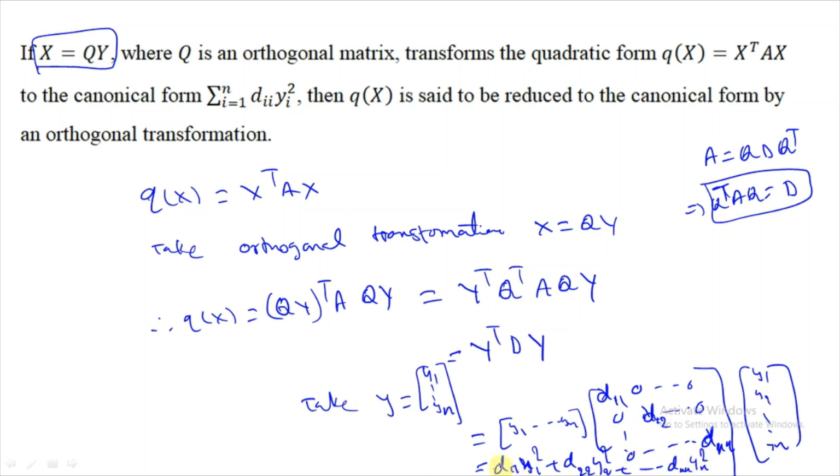This form is called canonical form. We are reducing quadratic form to canonical form by using orthogonal transformation. That is reducing quadratic form to canonical form by using orthogonal transformation.